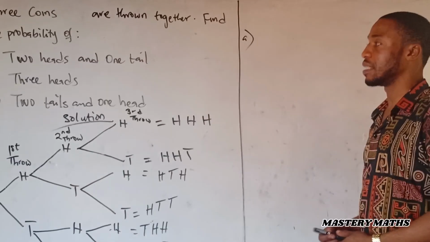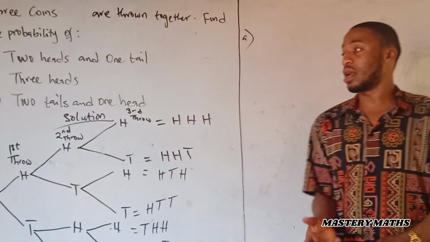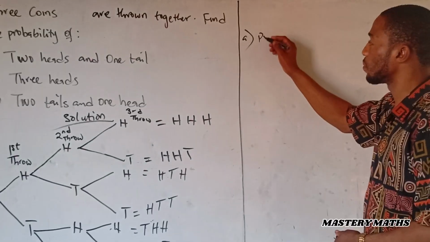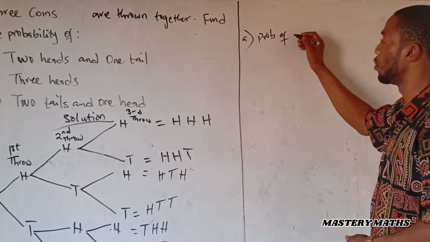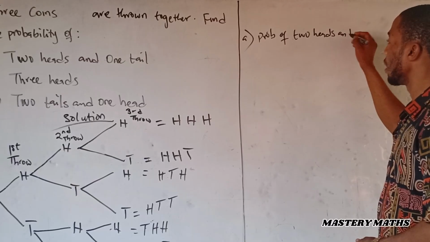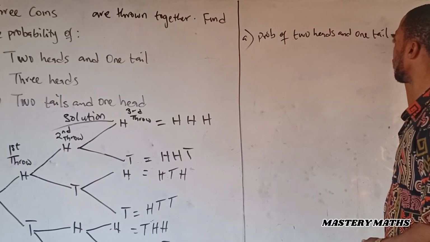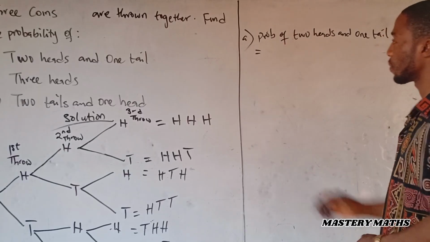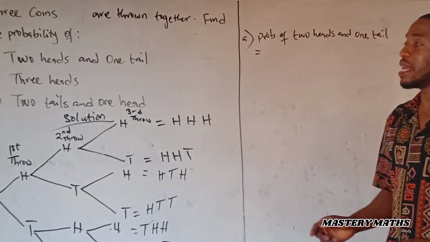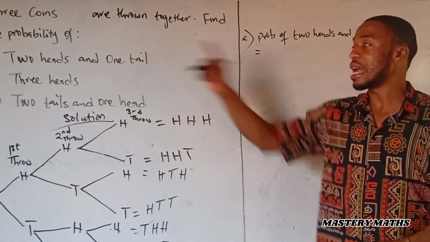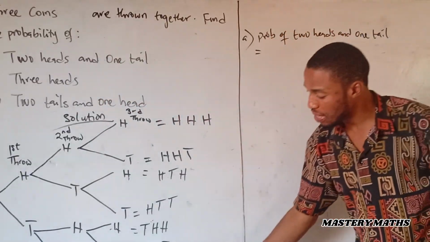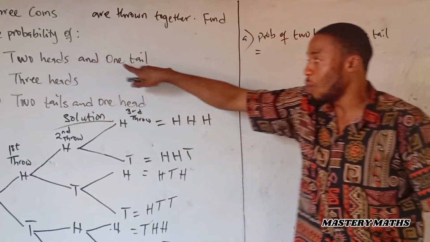Total outcomes of 8. Now, with the total outcome of 8, we can find the probability of 2 heads and 1 tail. So, probability of 2 heads and 1 tail is. Now let's come to the outcome. How many times did 2 heads and 1 tail appear? That is the meaning of the probability of 2 heads and 1 tail. From this outcome, how many times did 2 heads and 1 tail appear?